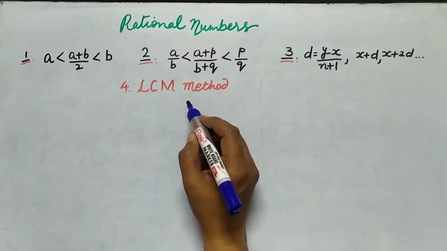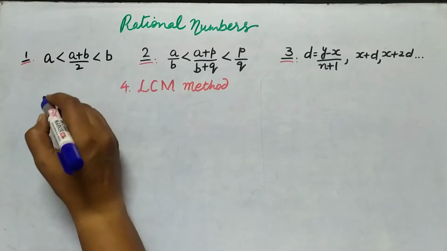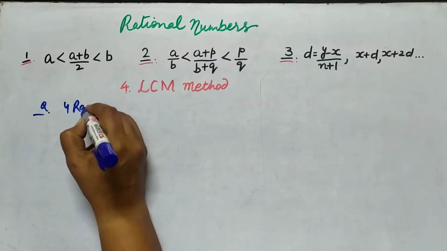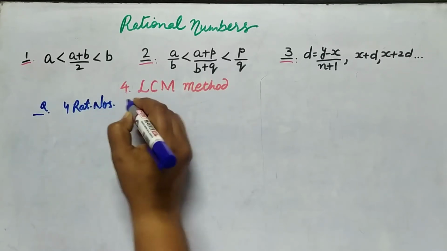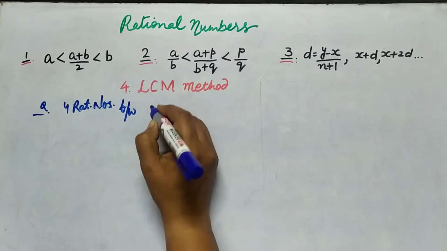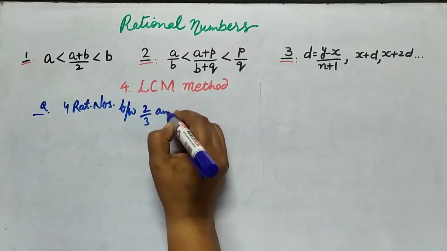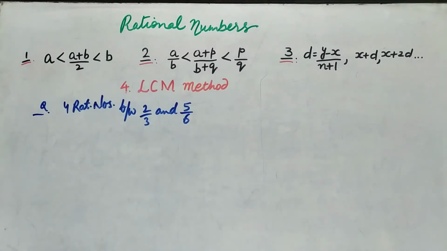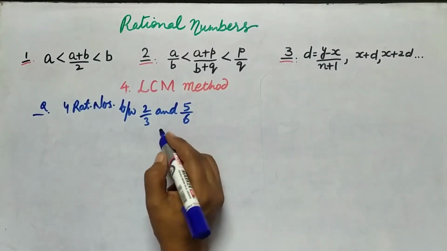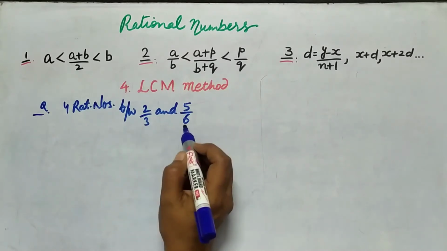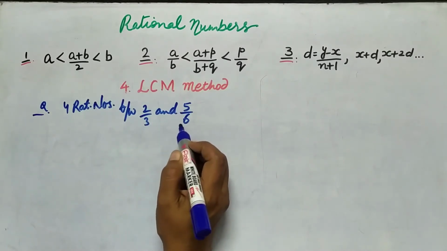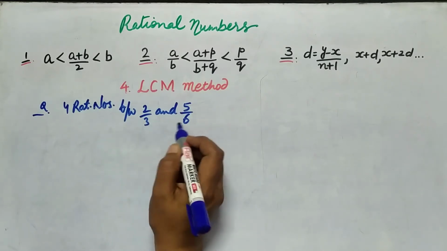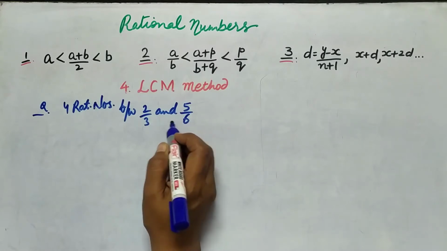We learn this method with the help of an example. Let us take the question: we have to find four new rational numbers between, say, 2 by 3 and 5 by 6. So in the LCM method, first we make the denominators of both the terms the same. Here we take the LCM. The LCM of 3 and 6 will be 6.